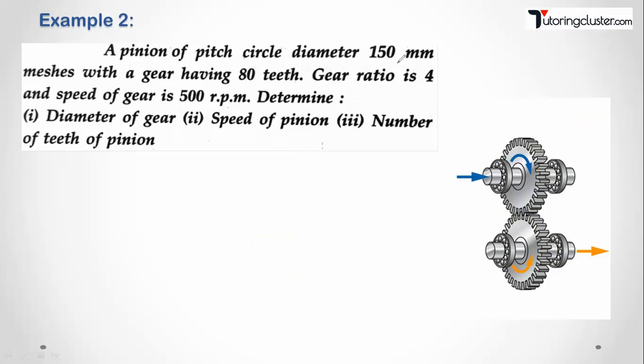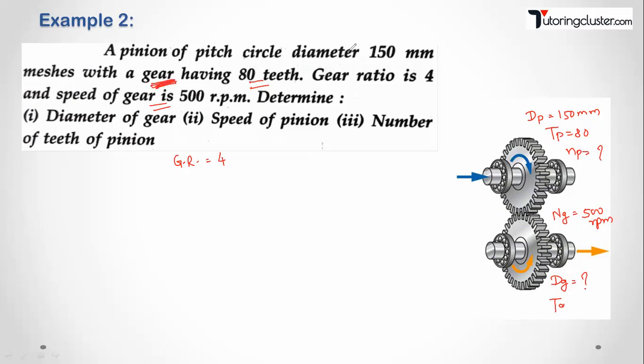The pitch circle diameter is 150 mm. Okay, pinion. So Dp, it is 150 mm and it is having 80 teeth. Gear ratio is given. What is the gear ratio? It is 4. Speed of the gear, so Ng, it is given 500 rpm. Determine diameter of the gear, Dg निकालना है. Speed of the pinion, Np निकालना है. And number of teeth on the pinion. क्या दिया था? ओके सॉरी, यहाँ पे क्या है? गियर हैविंग टीथ ऑफ 80.